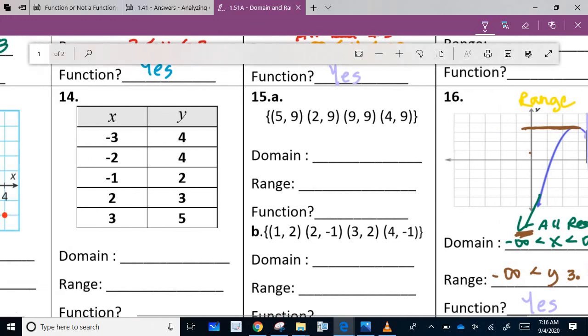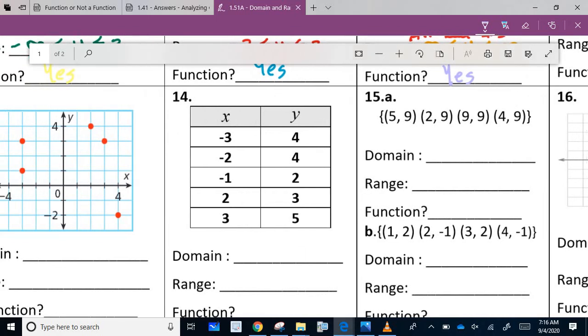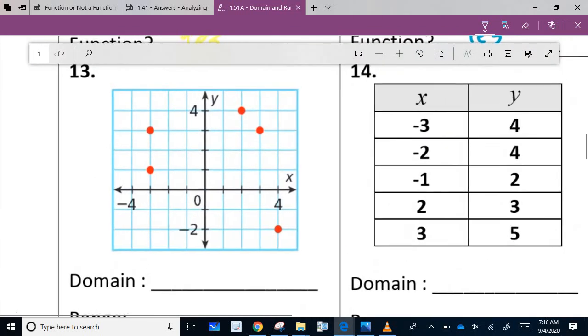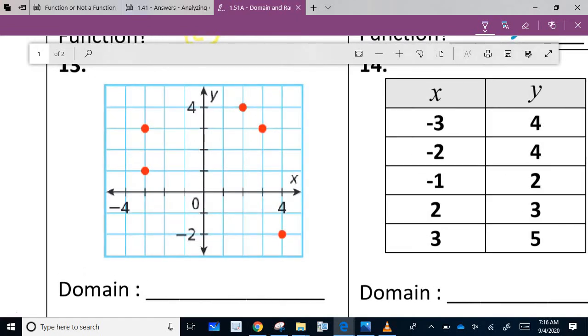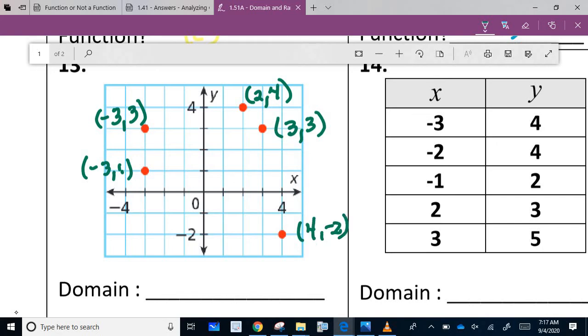Now, remember, when we're looking at problems like number 13, make sure that you write these points out on the side. So like this one would be negative 3, 1. This one would be 2, 4. And this point is at 3, 3. And this point right here is at 4, negative 2.